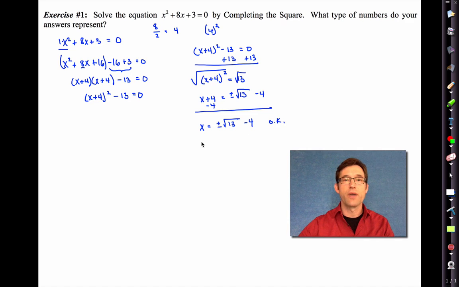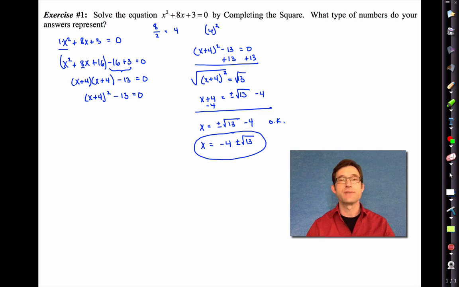I'm going to actually write it as follows. Negative 4 plus or minus the square root of 13. And you'll understand why I did that once we work through the next exercise. But simple enough? Well, okay, maybe it's not really simple. But it's something that we've covered already in the course, and we've done quite a bit of it.